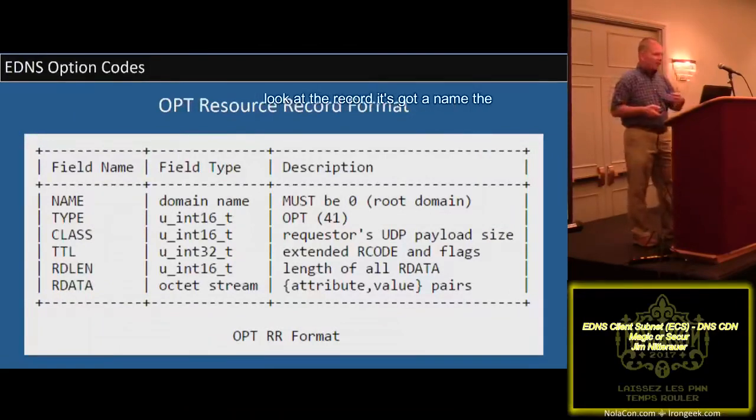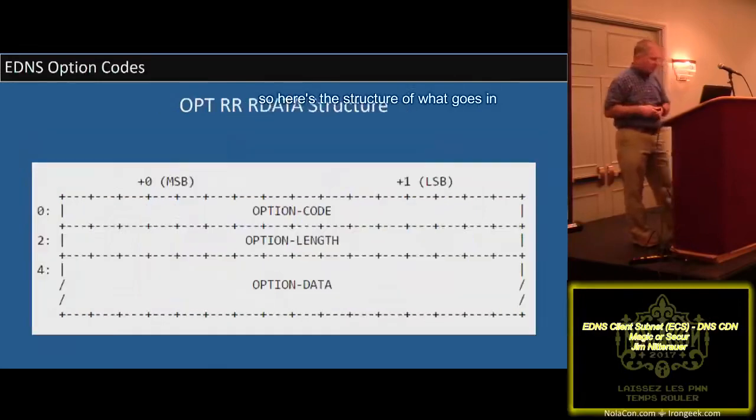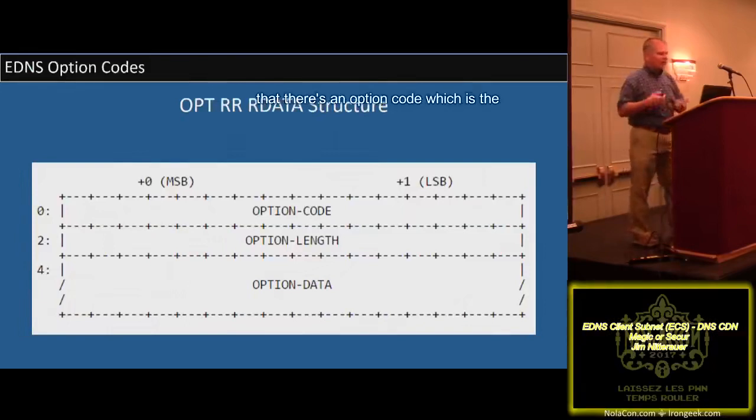If you look at the record, it's got a name. The name always has to be the root domain. Don't ask me why, but that's just the way they set it up. The part that's interesting is the very last field, the RDATA octet stream. That's where these name-value pairs, the 65,535 different options, could go in this record stream as a name-value pair. So here's the structure of what goes in that name-value pair area, and you'll see that there's an option code, which is the number.